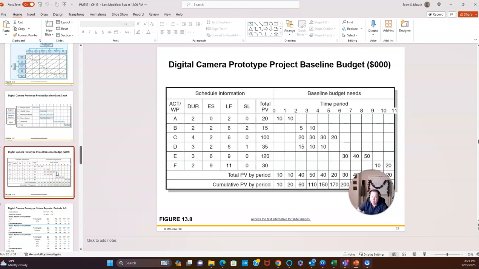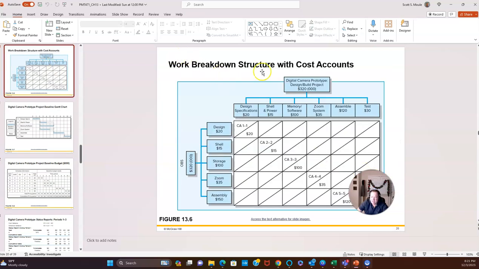Now, if you look at each activity, activity A, it's going to be 20% of the budget or 20% of the cost. So let me jump back up to here for a second. Might be a little bit easier. So this is the work breakdown structure associated with that. The total cost is $320. The design's going to cost $20, the shell 15, storage 100, zoom 35, and assembly 150. So this is the value of each of those components.